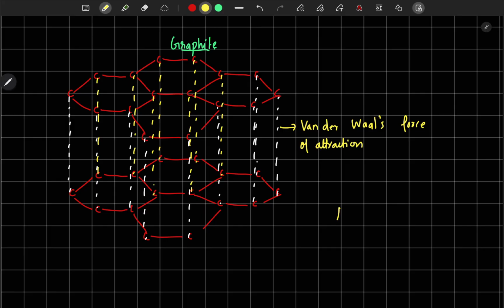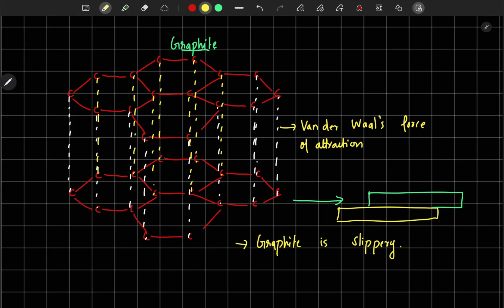For example, imagine two wooden blocks, one yellow, one green. If I push from this side, this block will move, right? It can even reach like this. It will move. Similarly, these different layers of graphite will be able to slide one over the other. That is why graphite is slippery. Okay, graphite is slippery.